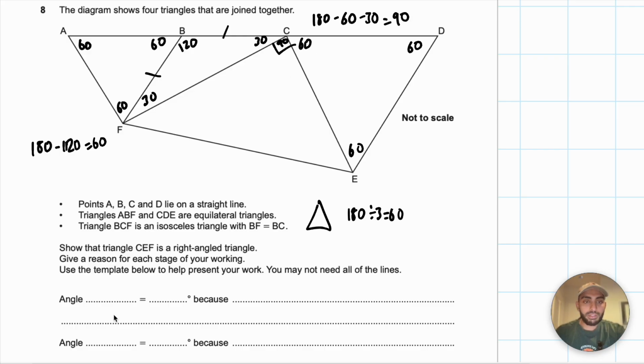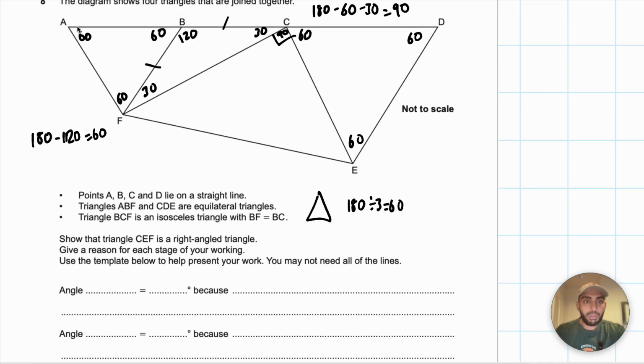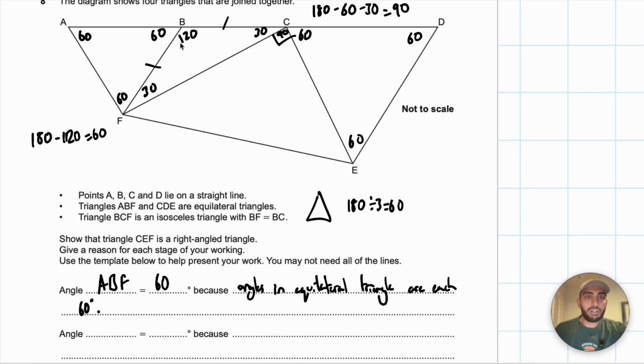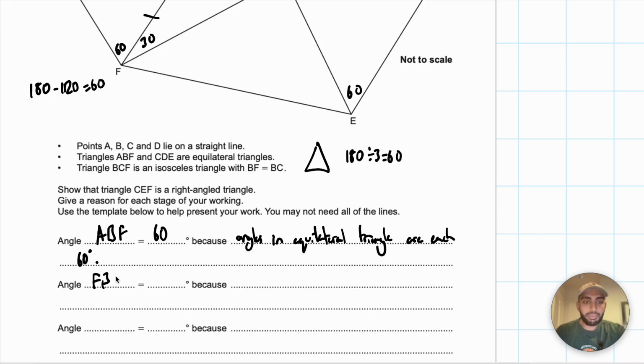So now we just need to write the reasoning for that. The first thing I did was figure out that the equilateral triangles were 60 degrees. So I'm going to put ABF is equal to 60 because angles in an equilateral triangle are each 60 degrees. Second angle that I found is this 120 because it's on a straight line. So FBC is equal to 120 because angles on a straight line add to 180. So we found this one.